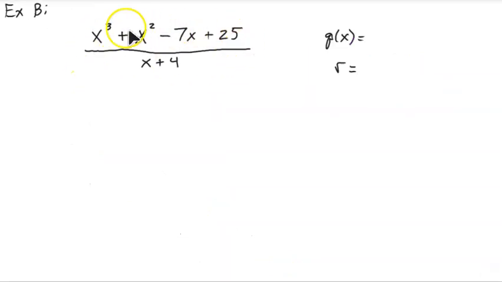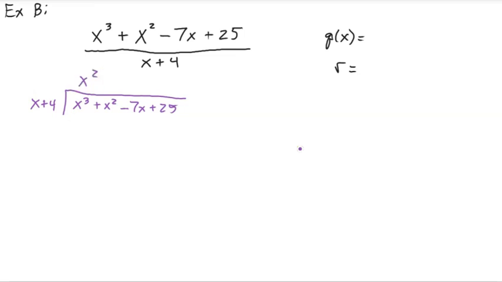Okay, so now we have another example here. We're going to divide this cubic polynomial here by x plus 4. When we're done, we're going to write the quotient over here, and we're going to write the remainder. And so we're going to take our x plus 4 on the outside, and then on the inside, we're going to put x cubed plus x squared minus 7x plus 25. Okay. And we're going to do x cubed divided by x, which is x squared.